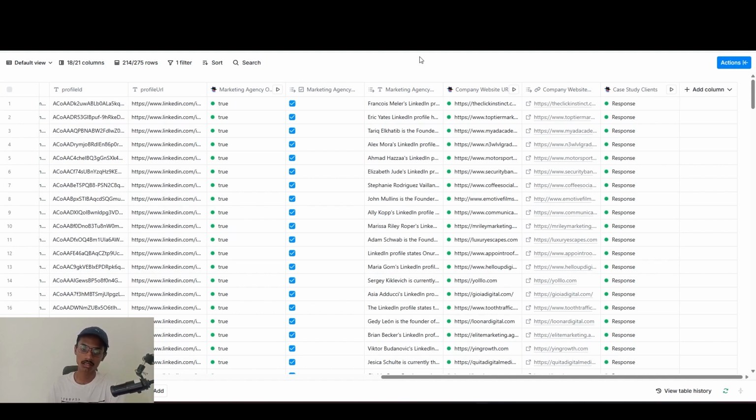That's how this Clay table can be useful, right? This Clay table has three parts. First is the validation part, whether they are a marketing agency founder or not. Once that validation is complete, we check the company website. We extract data and find the company website, basically. And once that company website has been found, we extract any case study companies that were mentioned on the website. So those are the three parts.